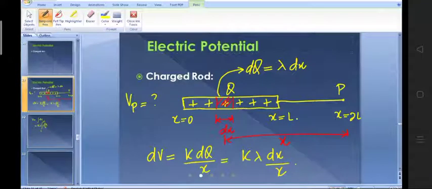What is this x? x is the distance of the charge element from the point of interest. Obviously, the distance from x equal to 0 to point P is equal to L. So the limits of integration will be from L to 2L.